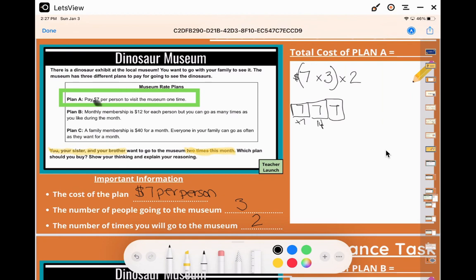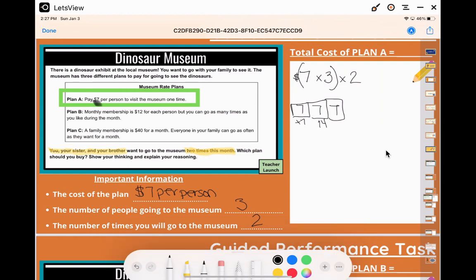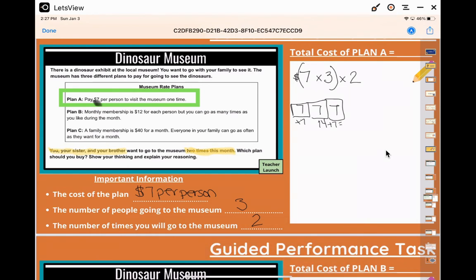Excuse my handwriting here, guys. Getting a little messy. And then I have another 7 to add. So 14 plus 7 gives me 21. And so 7 times 3 equals 21. So that's the first part of my problem. I know that 7 times 3 equals 21.